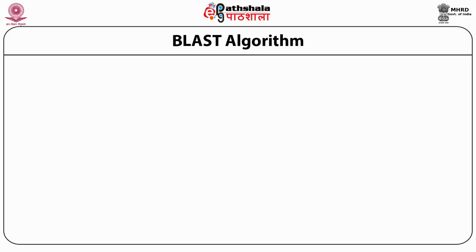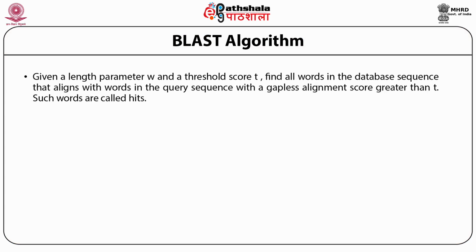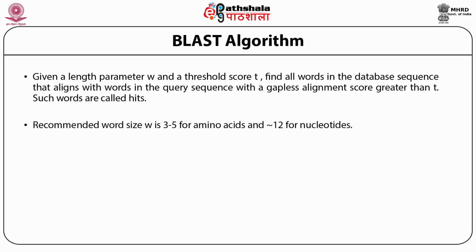So how do you go about it? Now what is the process? When you start the algorithm, you take a length parameter W and a threshold score T, and then you find all segments which are W length and which have an alignment score without gaps greater than T. Such word pairs, one from your query and one from the database, are called hits. Now the recommended word size is 3 to 5 for amino acids and around 12 for nucleotides.